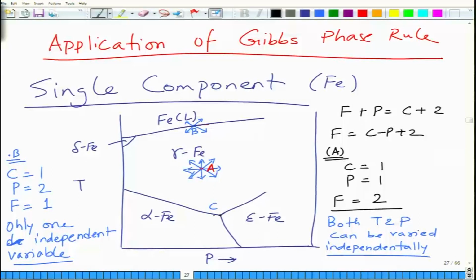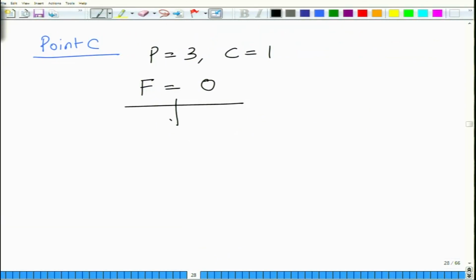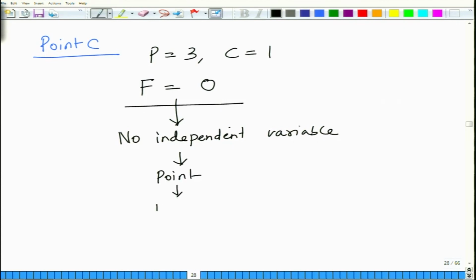If you move away from this point anywhere, whether you go here, here, here, or along this line, you lose 3-phase equilibrium. So from 3-phase equilibrium you move into 2-phase equilibrium or single phase equilibrium if you vary either temperature or pressure, which means no independent variable. So this is like a point. So this is called an invariant point.